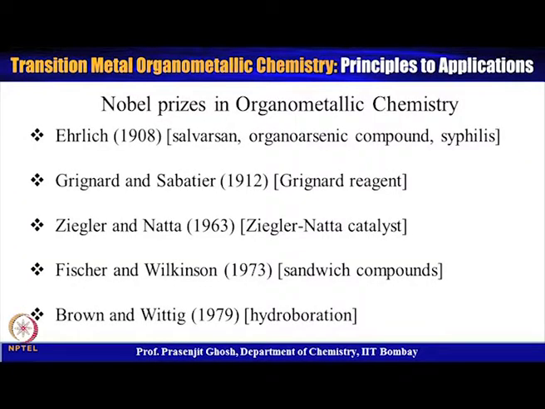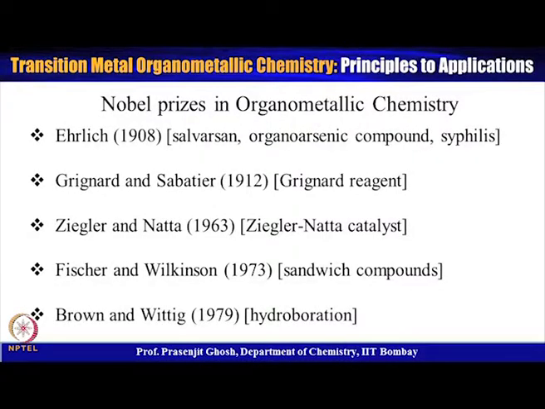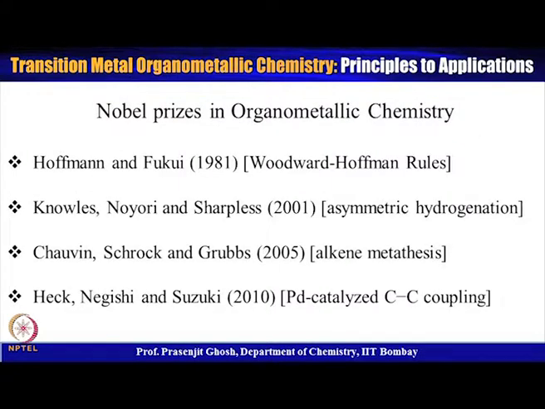Now, to give you a feel for how important this field is, I would say that 9 Nobel Prizes have been awarded to the area of organometallic chemistry. That starts with 1908, Ilstrich for organoarsenic compounds, followed by Grignard and Sabatier for the Grignard reagent in 1912, Ziegler-Natta in 1963 for the Ziegler-Natta catalyst that has led the world in polymerization, Fischer and Wilkinson in 1973 for sandwich compounds, Brown in 1979 for the hydroboration reaction, Hoffmann and Fukui in 1981 for the Woodward-Hoffmann rule, Knowles, Noyori and Sharpless in 2001 for asymmetric hydrogenation, Chauvin, Schrock and Grubbs in 2005 for alkene metathesis, and lastly Heck, Negishi and Suzuki in 2010 for palladium catalyzed cross coupling reactions.